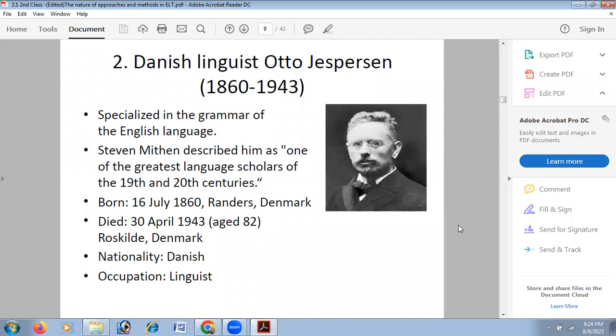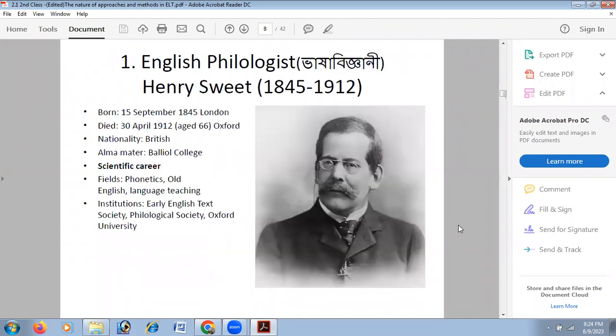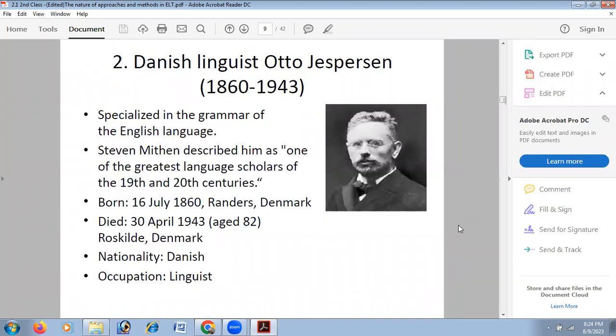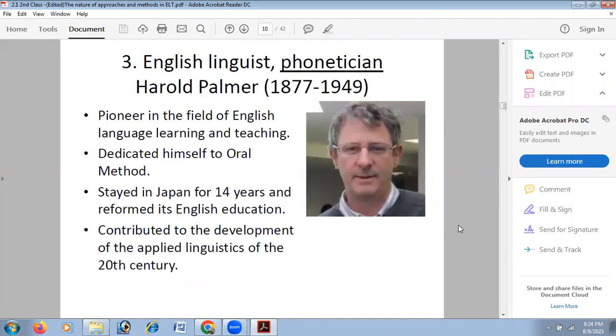So we were talking in such a way that in the 1920s-40s, linguists and philologists thought to change the language teaching approach. And in these perspectives, we have two linguists, Henry Sweet, the English philologist, and the Danish linguist Otto Jespersen. Jespersen talked about the grammar in English, and Henry Sweet also.